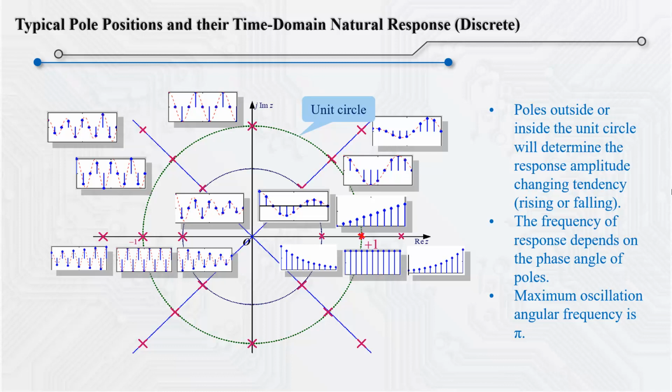Firstly, the feature of natural response amplitude is divided by the unit circle. Amplitude falls exponentially for poles within the unit circle, while it rises exponentially for poles outside the unit circle. Secondly, the oscillation frequency of response depends on the phase angle of the pole. The larger the phase angle, the higher the oscillation frequency. Thirdly, the maximum oscillation angular frequency is pi.